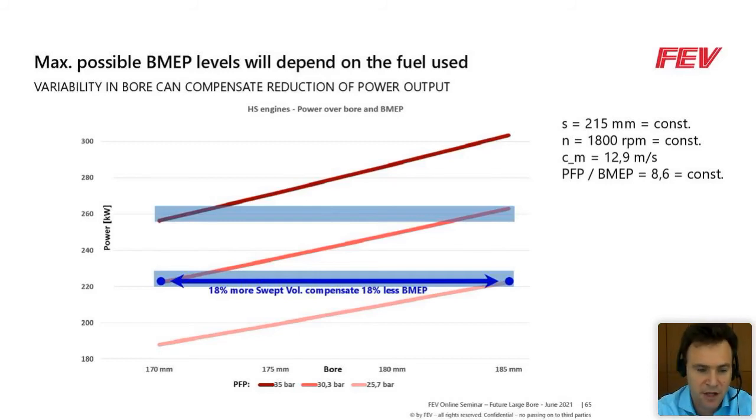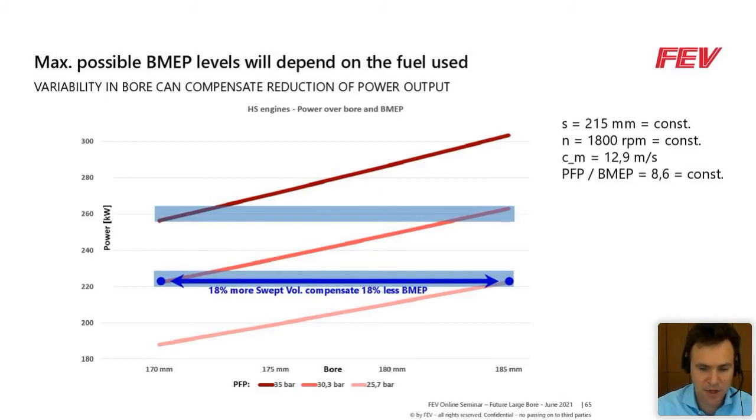And if we consider the higher demand in terms of peak firing pressure of a diesel-like engine, and a lower demand of, for example, a hydrogen engine, we could consider creating a modular engine architecture where we can allocate in the same base engine block different bores, for example, 170 and 185, maintaining constant the peak firing pressure and BMEP level. Here I made an example for 8.6. So with this system, we could generate 20% more swept volume in the engine.